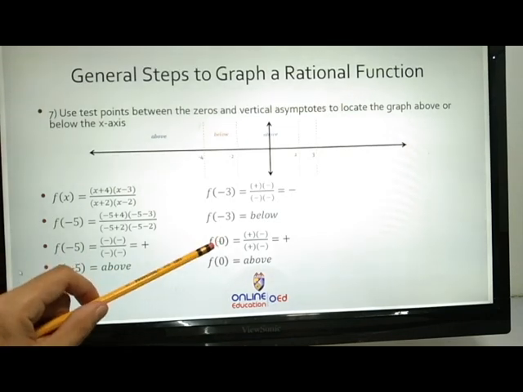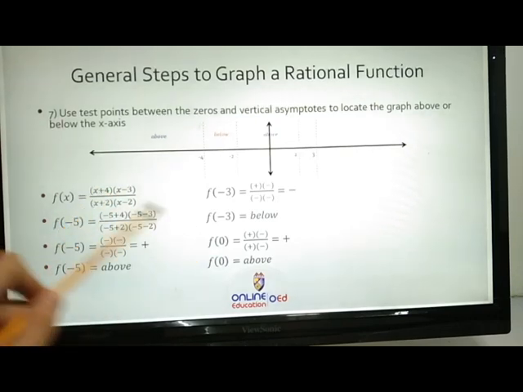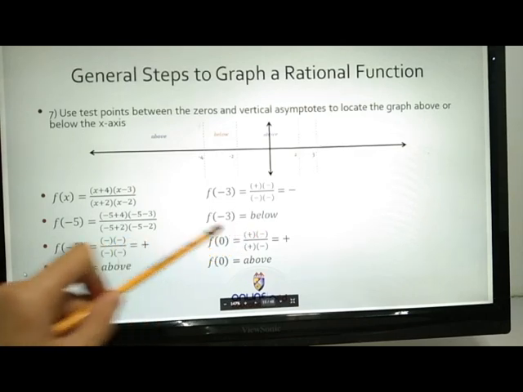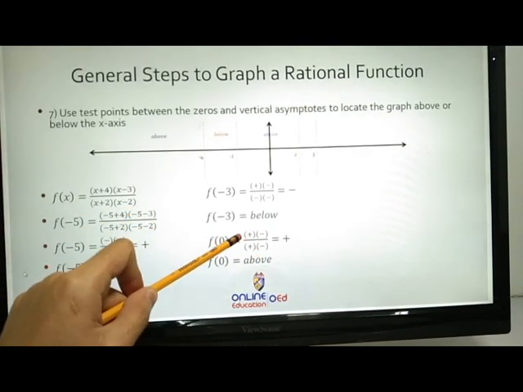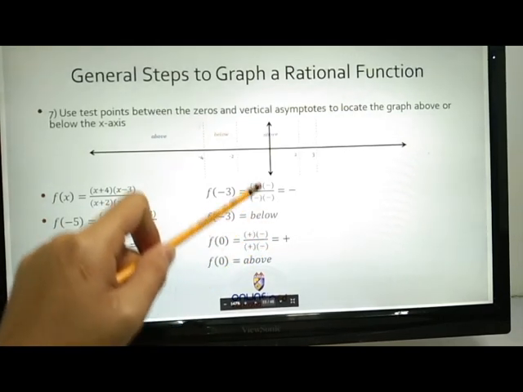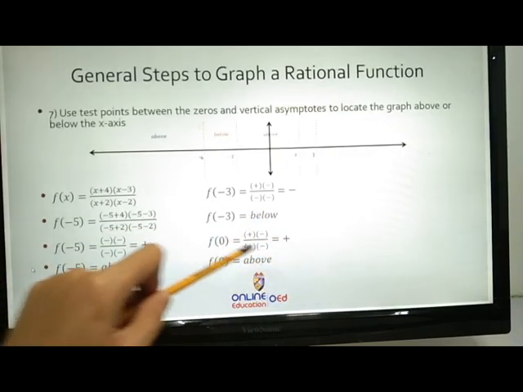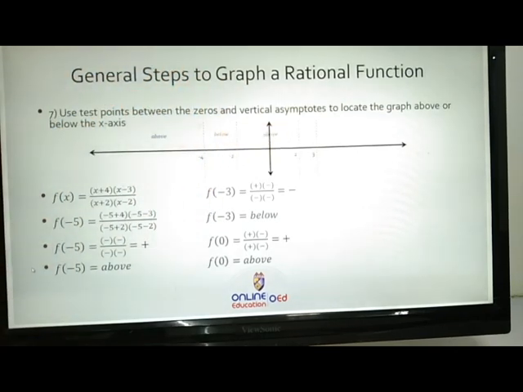For f of 0, we have 0 plus 4, positive. 0 minus 3, negative. 0 plus 2, positive. 0 minus 2, negative. So, positive times negative is negative. Positive times negative is negative. And negative over negative is positive. So, this f of 0 is above. Ito yun. Above. So, ganyan tayo mag-test ng points between zeros and vertical asymptotes para malocate natin saan ba yung graph, above or below x-axis.